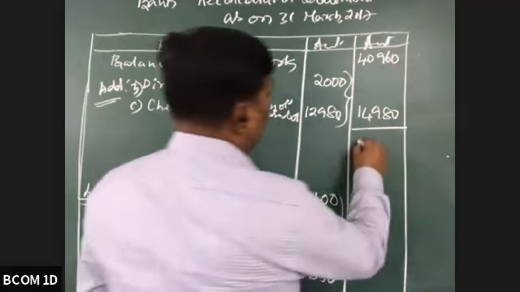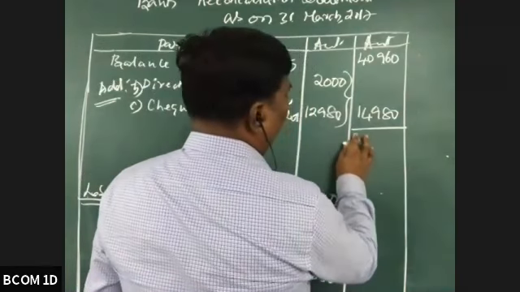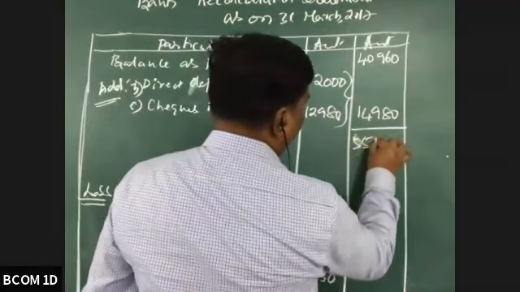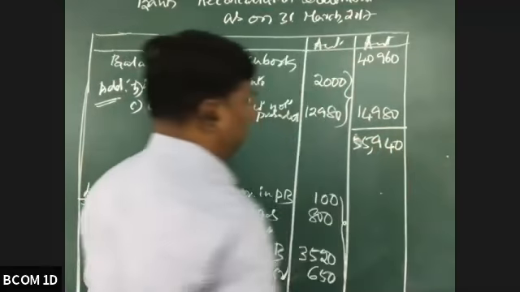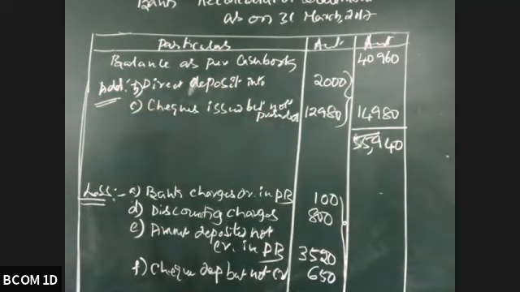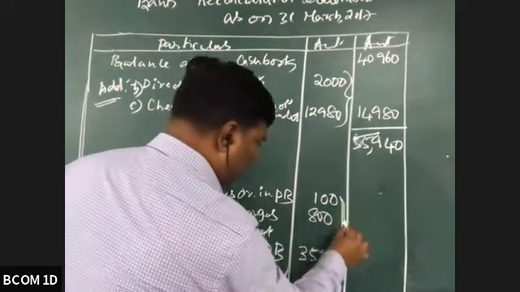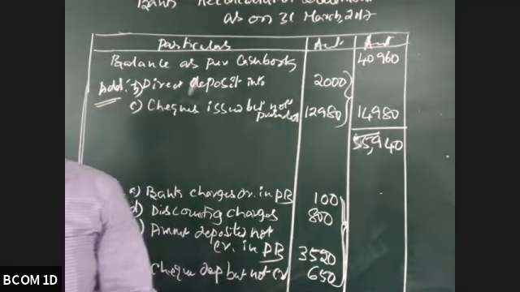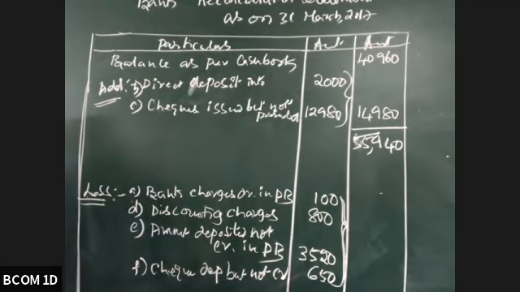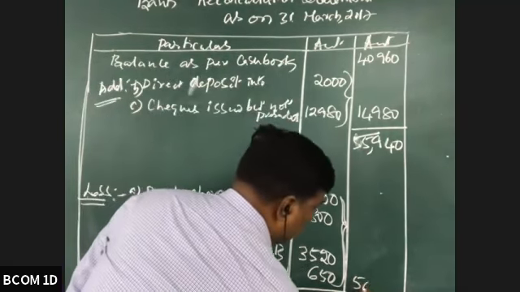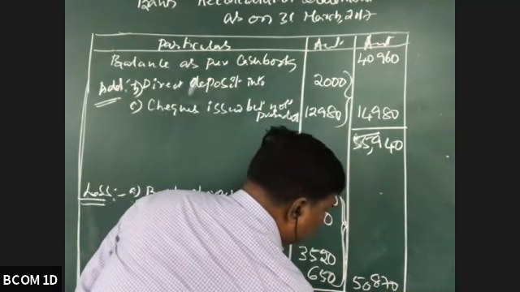So what's the amount? 55,940. From this, deduct the total of less items: 100 plus 800 plus 3,520 plus 650. How much? 50,870.